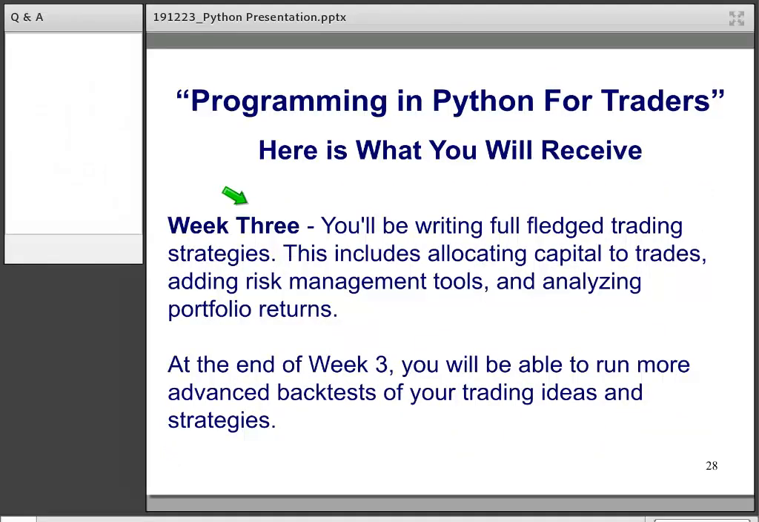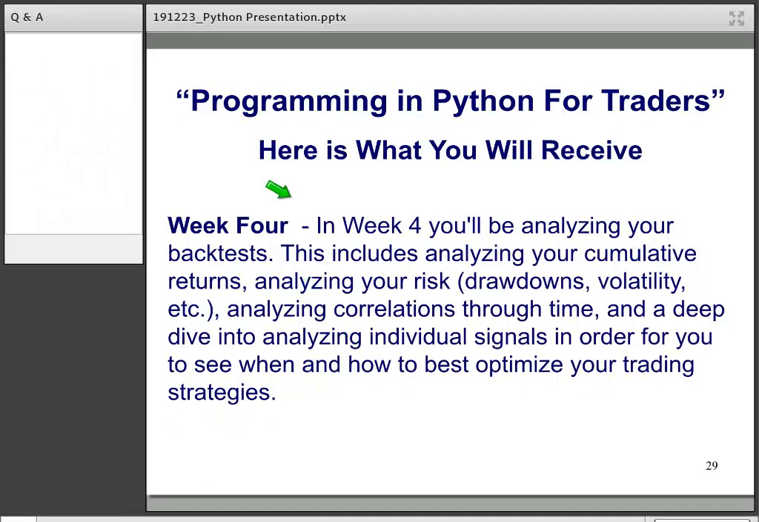Week number three, you begin writing full-fledged trading strategies, and this includes allocating capital to trades, adding risk management tools, and analyzing portfolio returns. At the end of week number three, you're going to be able to run more advanced backtests of your trading ideas and your strategies. Week number four, you'll be analyzing your backtests, and this includes analyzing your cumulative returns, analyzing the risks of drawdowns, volatility, etc., analyzing correlations through time, and also a deep dive into analyzing individual signals in order for you to see when and how to best optimize your trading strategies.